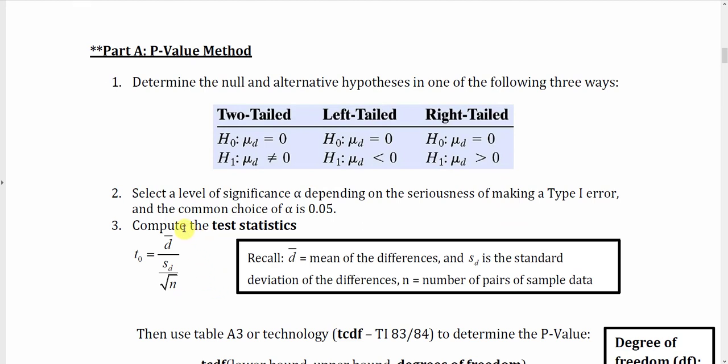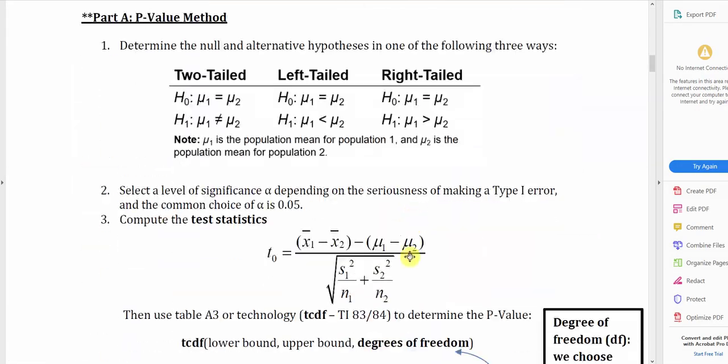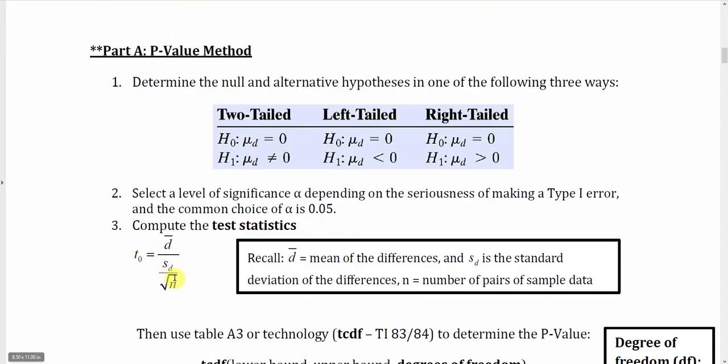And after that, we compute the test statistic. The test statistic is different for the dependent and independent samples, so make sure that we use the correct test statistic. In the last sections, for independent samples, the test statistic we use to compute t0 is this formula, but in this section, it is just this formula.